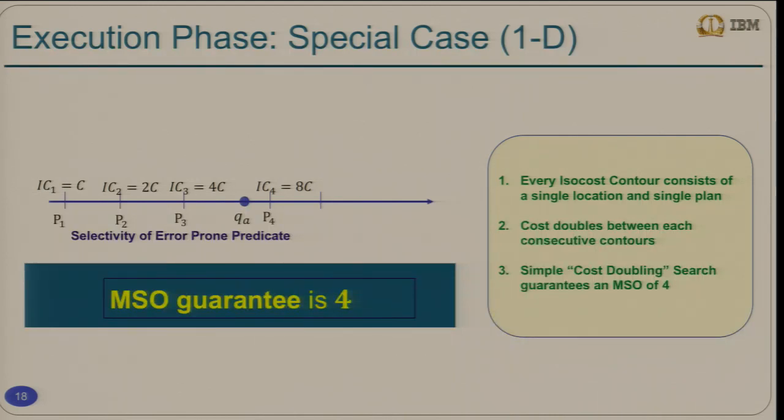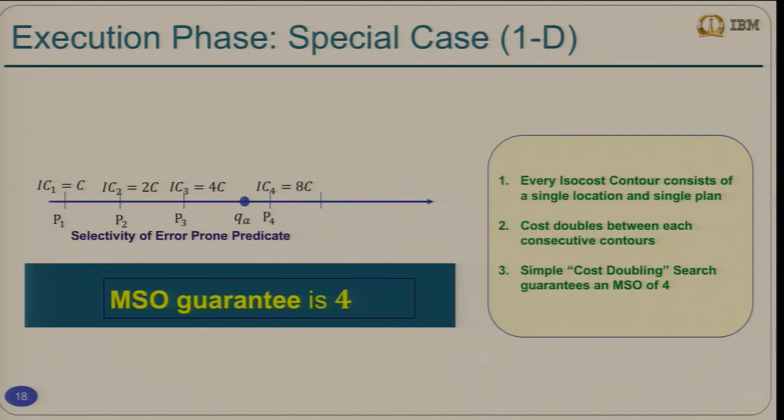And because of the plan cost monotonicity, if this plan takes 8C here, it is definitely going to take less than or equal to 8C here, okay. So that is where the plan cost monotonicity assumption comes into the picture. And now for us in theory this is fairly simple. This is a 4 approximation to the maximum suboptimality, right.